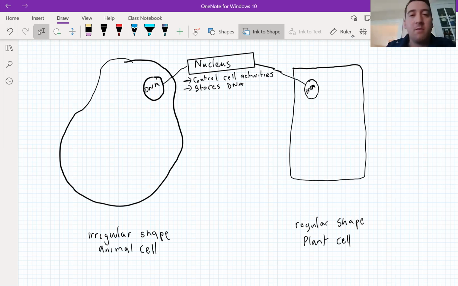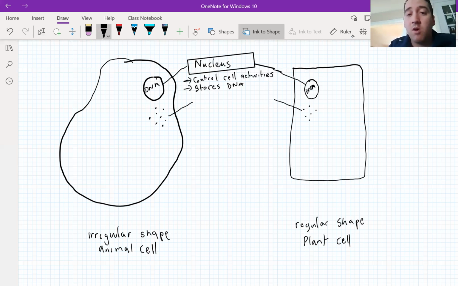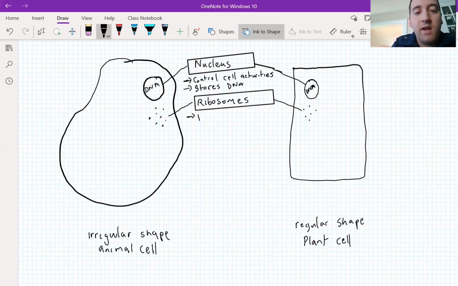Right, on to the second part that we're going to draw. I am drawing the second structure, and these are small structures which I'm just going to draw as dots because they are quite small compared to the other parts, and they are present in both cells. Okay, so again, we're going to label these. These structures are what we call ribosomes. Ribosomes. Okay, and the ribosomes, their job or their function, as we say in science, is to produce or make proteins.